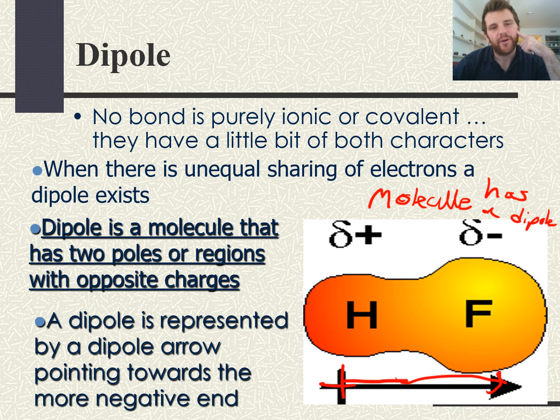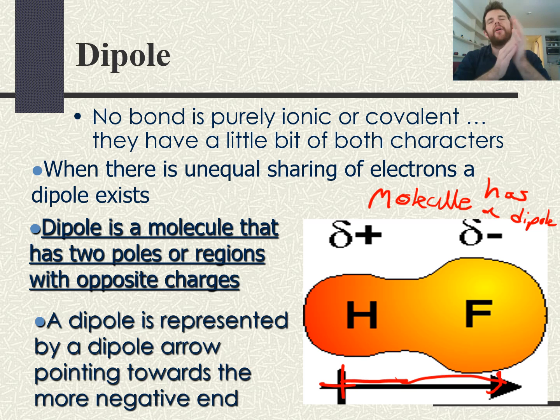Dipole. Okay, we're almost done. This is where things start to get a little goofy. So no bond is purely ionic or covalent, but they have a little bit of both characters. So what that means is if there is ever an unequal sharing of electrons, a dipole exists. So a dipole is a molecule that has 2 different regions of charge.